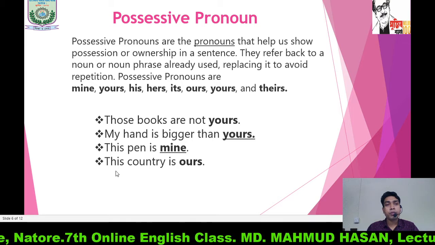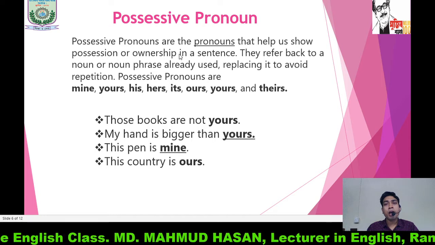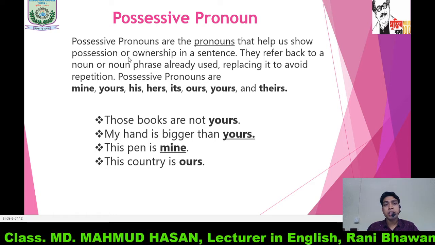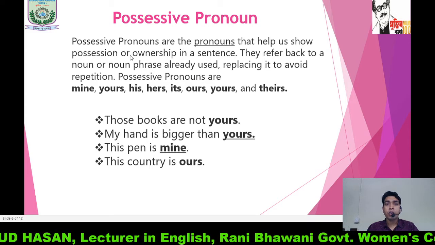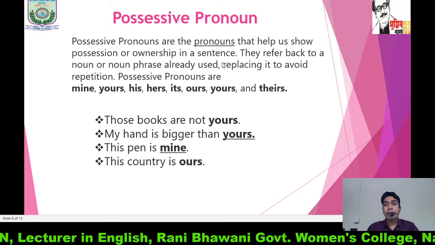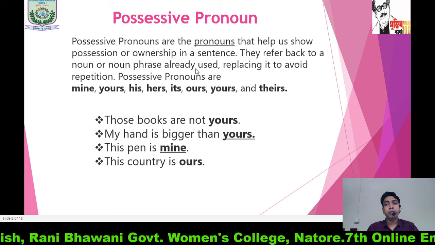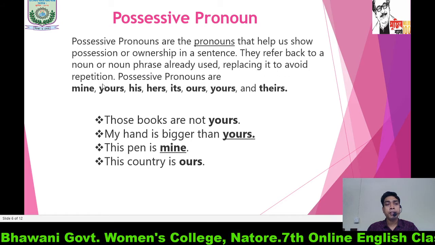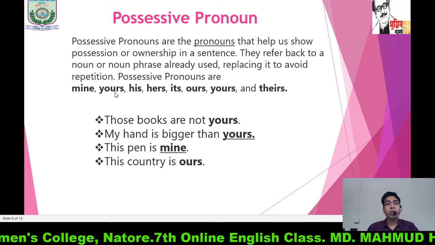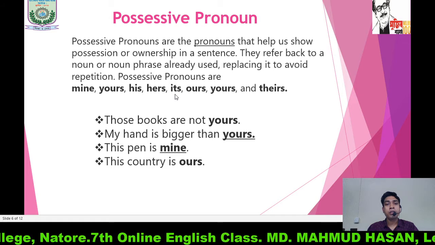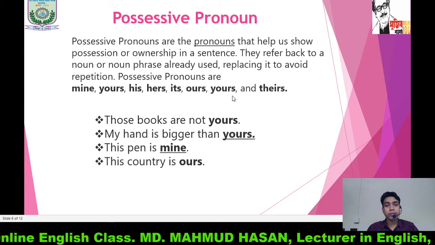Possessive pronoun. Possessive pronouns are the pronouns that help us show possession or ownership in a sentence. They refer back to a noun or noun phrase already used, replacing it to avoid repetition. Possessive pronouns are mine, yours, his, hers, its, ours, yours, and theirs.